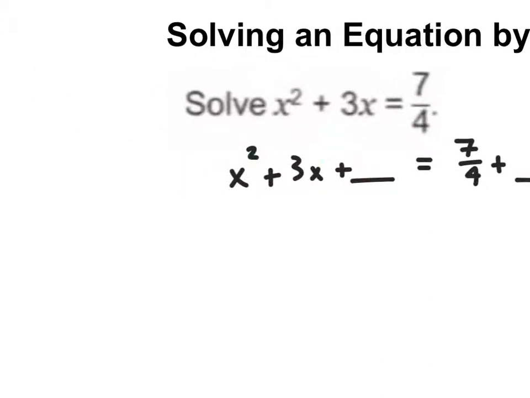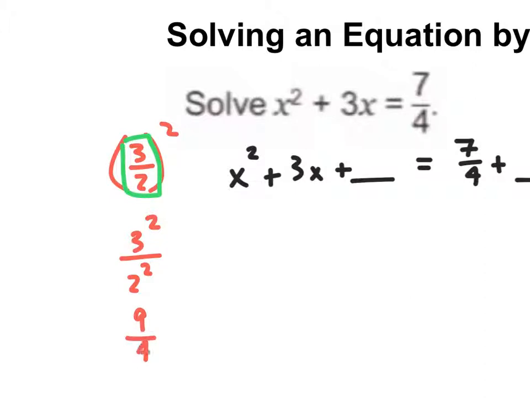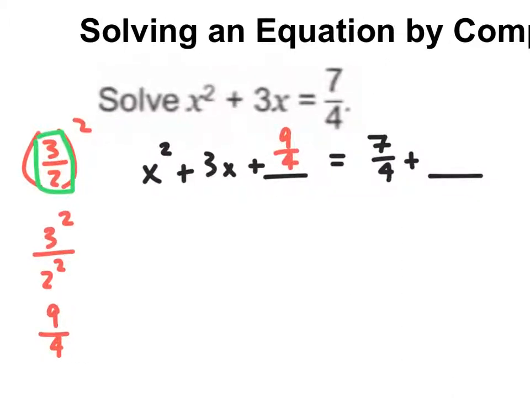So I'm going to take the 3. I'm going to divide it by 2, and then I'm going to square it, okay? Remember this 3 halves. We're going to need it. All right, now if I take 3 squared over 2 squared, all right, that's going to give me 9 over 4. So this is the value that's going to go here, 9/4, and then 9/4.